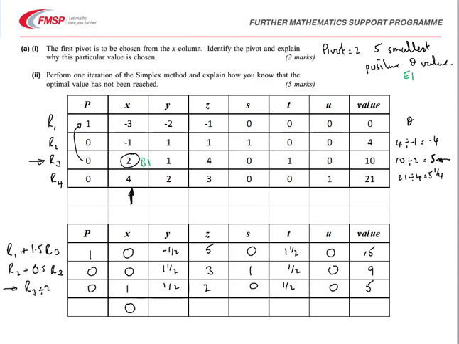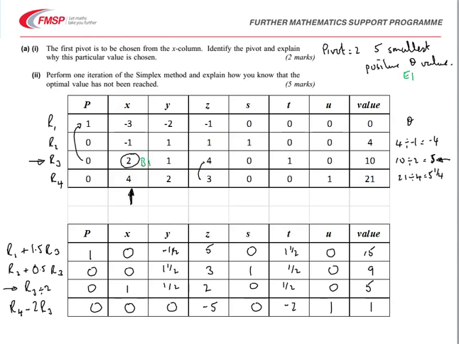For row 4, we need to subtract 2 lots of row 3. So this is going to be row 4 minus 2 lots of row 3. And if we do that, we get 0, 0, and 0, and then 2 lots of 4 is 8, so subtracting that from 3 gives us negative 5. Continuing along, 0, negative 2, 1, and then let's take 2 lots of 10 is 20, subtracting that from 21 gives us finally 1. So that's the first iteration completed.